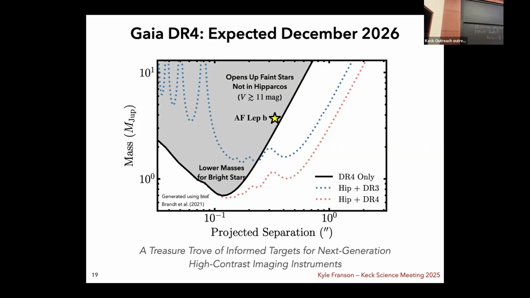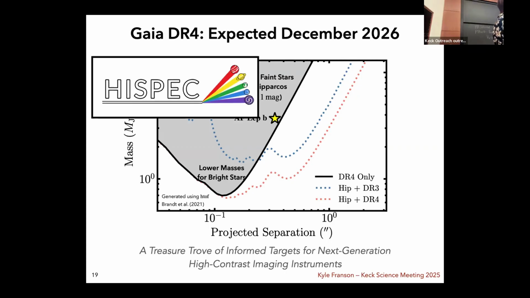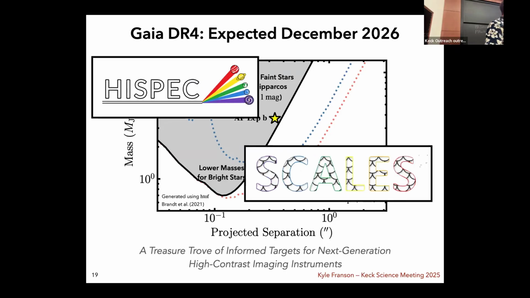And I think Keck is really well positioned to clean up in this world of new informed targets, or astrometry-informed targets, with instruments like HISPEC and SCALES, HAKA, a pyramid wavefront sensor, all in the works for the plus or minus 1 year timescale with the DR4 release. So this is very exciting. I'm very excited. I think that this is really promising and that Keck can really play a leading role here. Thank you.